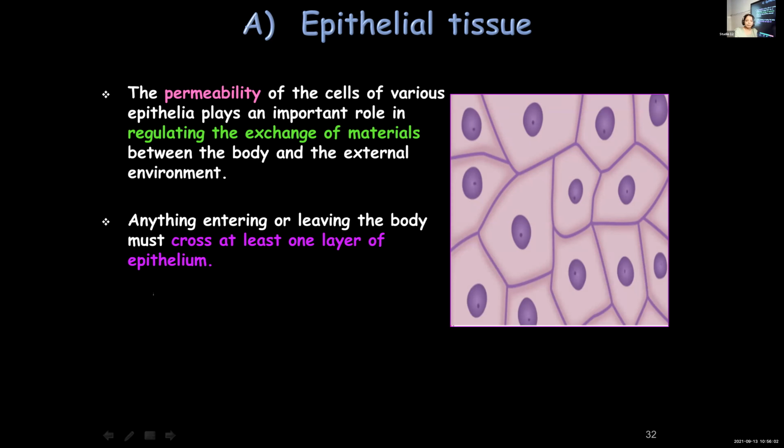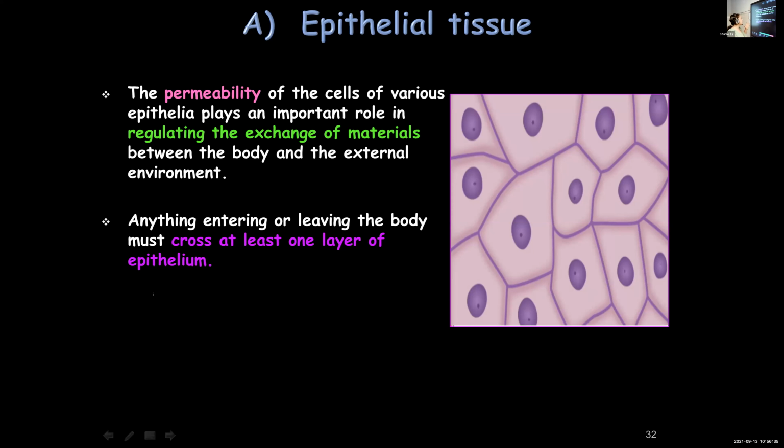If they are not permeable, it will not permit substances to move through. That is why it is said the permeability of these epithelial cells plays an important role in the exchange of materials. Between what? Between the external environment and also the body. Say, for example, your skin. If something has to enter through your skin, and if something has to move out through your skin, the cell should be permeable. Clear? I hope you're understanding the point.